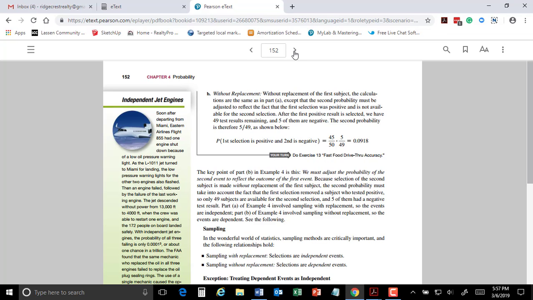So in this case, we have 49 results, 5 of them are negative. When we took that person, we didn't replace them, you see? So then we have 45 over 50 times, and now look at this, it drops down to 49 because we didn't replace it. So we have sampling with replacement or without. Simply drawing or putting back the card.